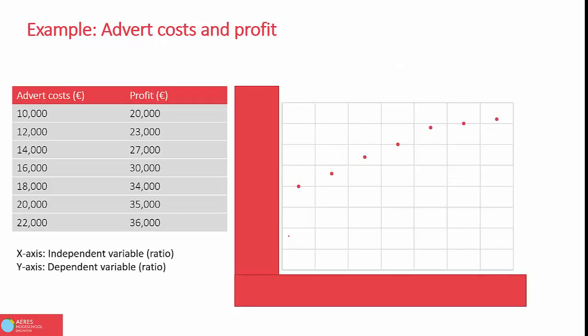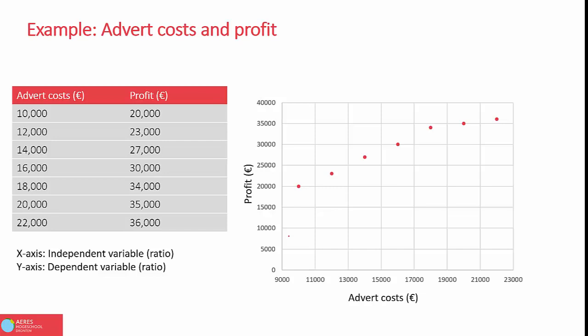So for example, let's look at some data points in which we're putting the costs for advertisements next to the profit a company might gain. On the x-axis we put our independent variable, and on the y-axis we put our dependent variable, or the variable that we assume to be dependent. In this case we assume profit to be dependent on the costs that we spend on advertisements. Now what we see here is one data point. It belongs to a value of 10,000 euros for advert costs, and there we find a profit of 20,000.